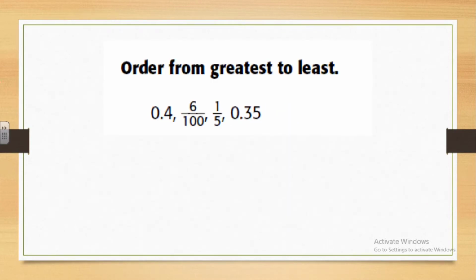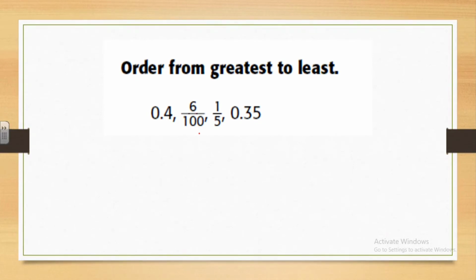let's continue. Here he wants you to order from greatest to least. From greatest, that means we need to search for the biggest number. Okay, so we cannot order when we have two kinds. Here we have decimals, and we have fractions. So let's change the fractions to decimals to make the order much easier on us.